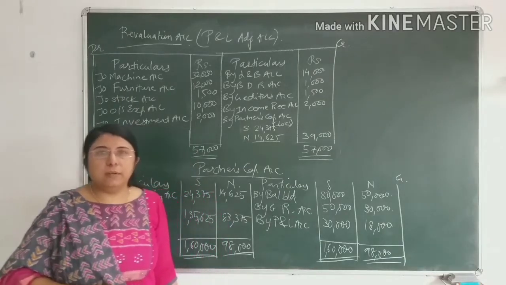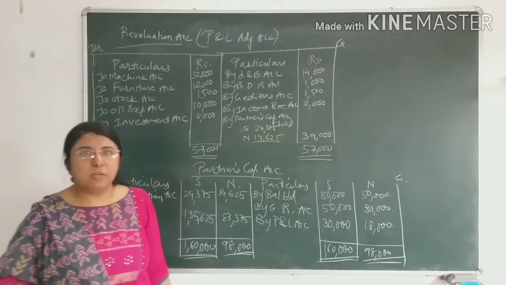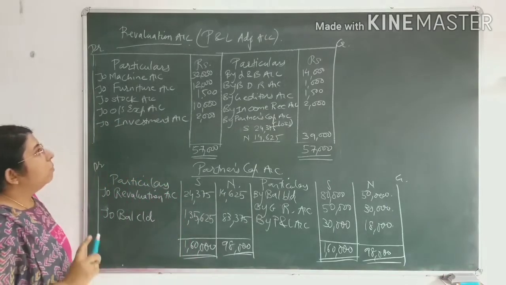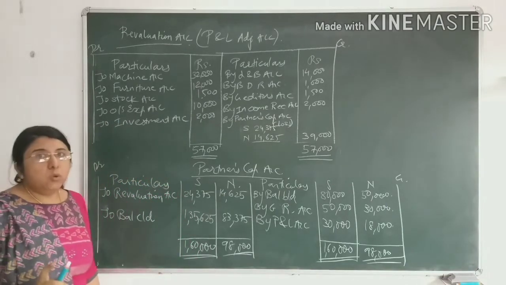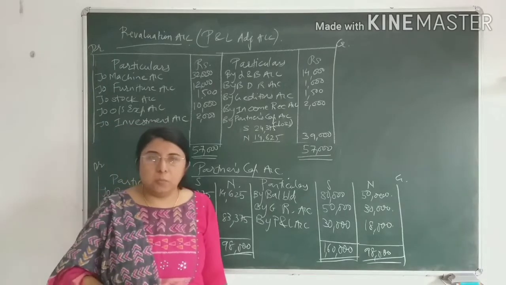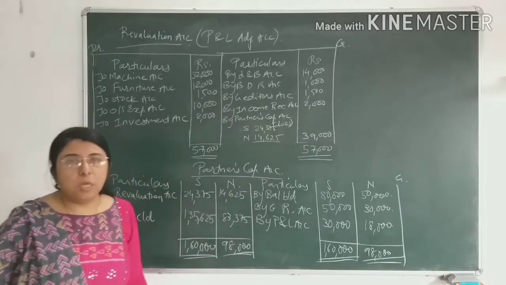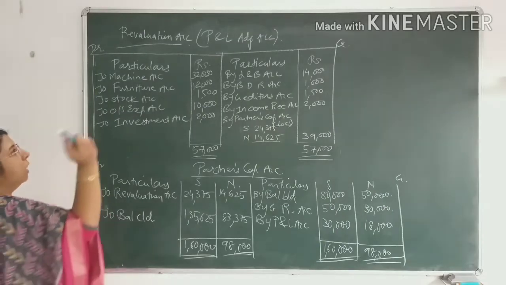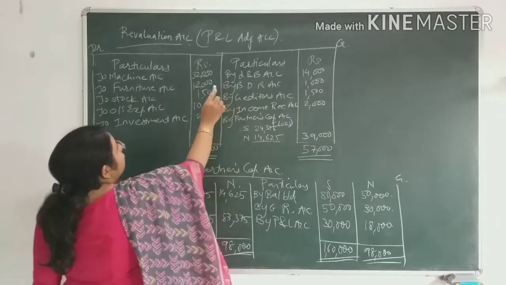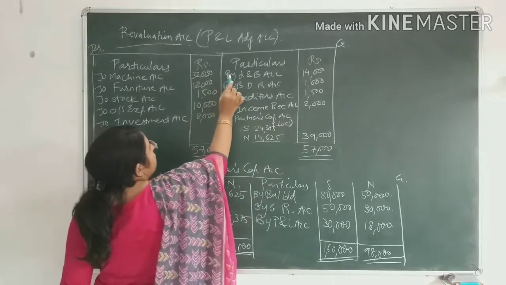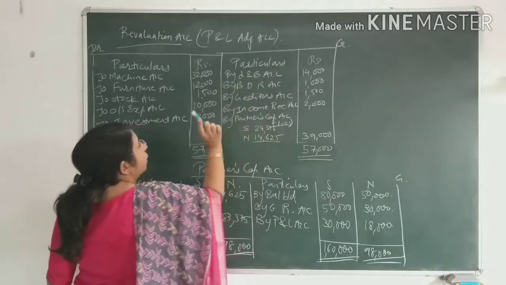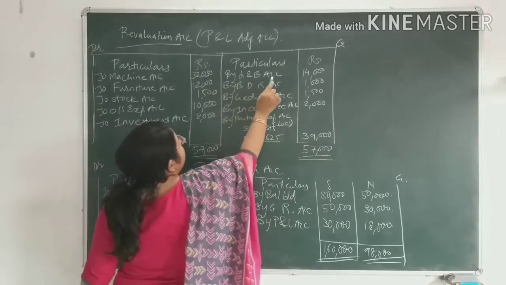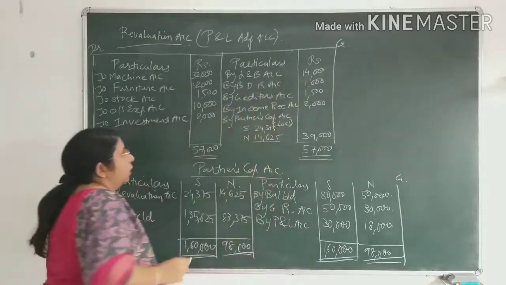Now refer to the journal entries. What was the first journal entry that we had written? That is land and building account debit to revaluation account credit, because profit occurred to the firm due to the increase in the value of land and building. So in the revaluation account you write on the credit side, by land and building account, rupees 14,000.